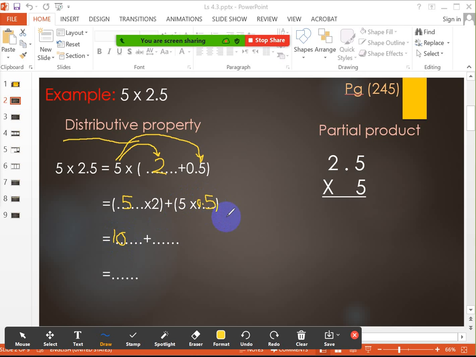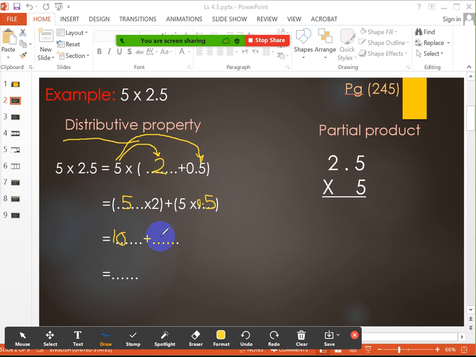Okay, girls. If I want to multiply a whole number with 0.5 here, a decimal number, first thing, I will multiply the numbers by each other. 5 multiply 5.